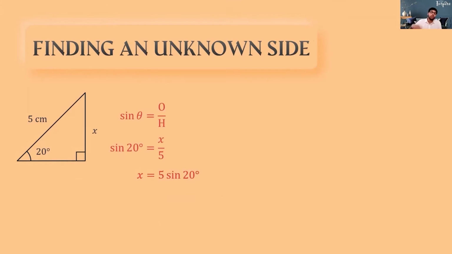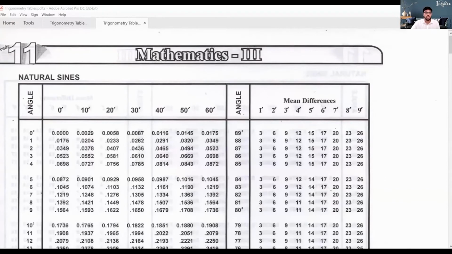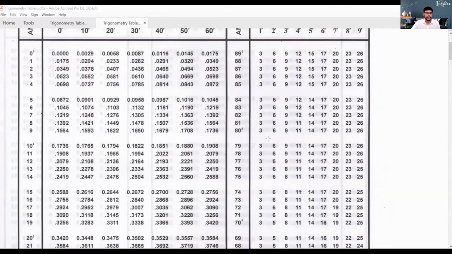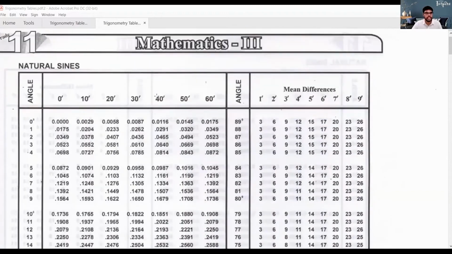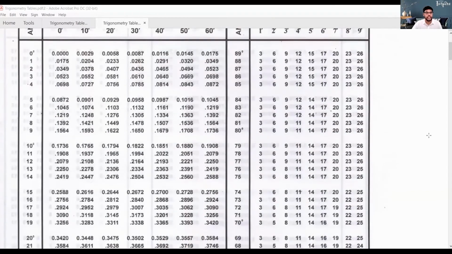Now children, you have to go back to your table and find the value of sine 20. So let's go to our table now, right? Let's go to the table and try to find the value of sine 20, children. So sine 20, okay, you can see here, right? Let me just check if this is sine. Yes, this is sine.